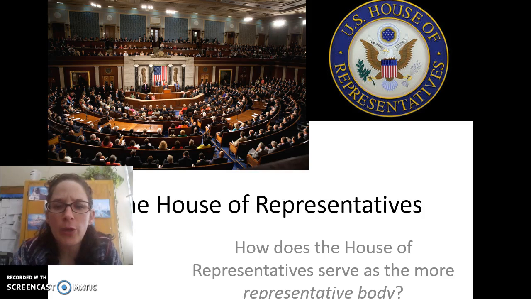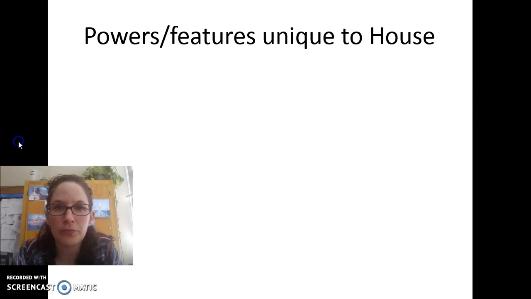So when I have this question here, I want us to start thinking about the framers and how they wrote the Constitution. Where is the evidence that they intended for this to be the more representative body, aside from the fact that they put that in the name? So let's look at the things unique to the House.